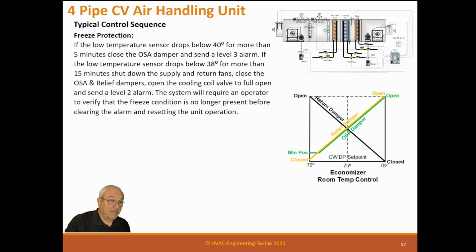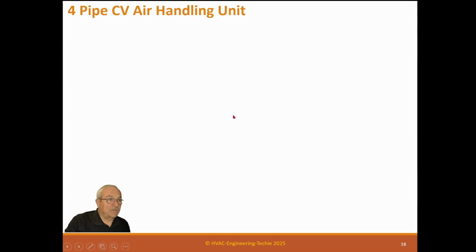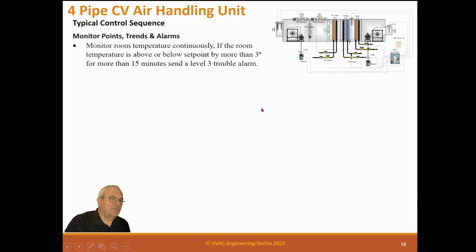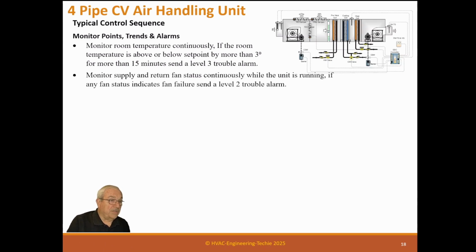So again, level 3, something he needs to know about. Level 2, he needs to get up out of the chair. So that's what those levels are. Okay, typical control sequence, monitor points of the trend, same as the others. Monitor the room temperature continuously. If the room temperature is above or below set point by more than 3 degrees for more than 50 minutes, level 3 trouble alarm. Monitor supply and return fan status continuously while the unit is running. If the fan status indicates fan failure, send the level 2 trouble alarm.